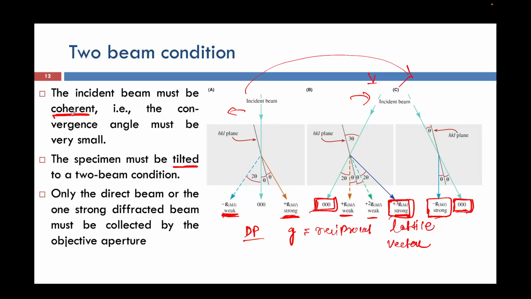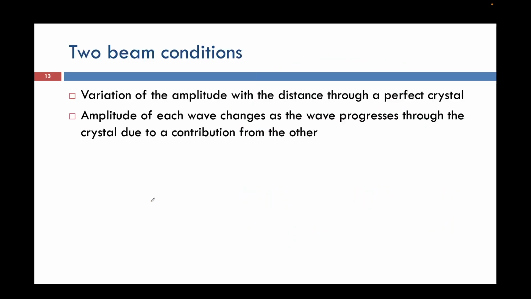And the convergence angle must be very small. Why must the convergence angle be very small? A small convergence angle means we are getting a parallel beam, and a parallel beam means we will get sharp diffraction spots, and sharp diffraction spots mean we will get good diffraction contrast, right? And one strong diffracted beam and the direct beam, these two are the condition that we go to this 2 beam condition.